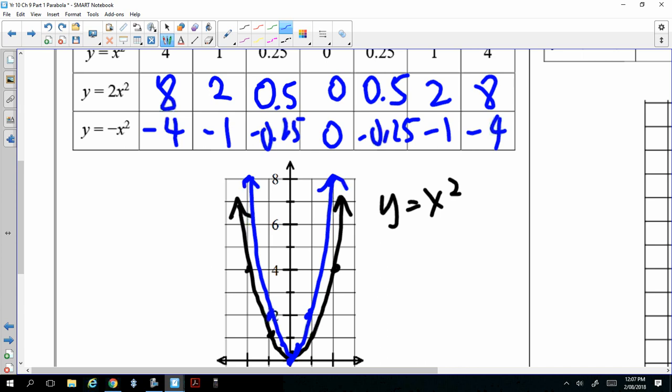So you see the graph gets more narrow when you double the x squared, right? When you double the x squared, the y value gets higher with the same x value, therefore making the parabola more narrow because it gets taller. When you stretch it in the vertical direction, it makes it more narrow. Okay?